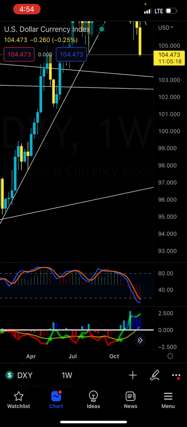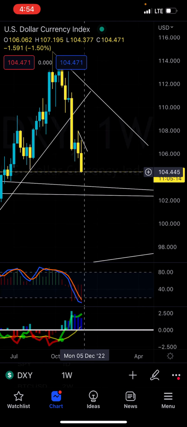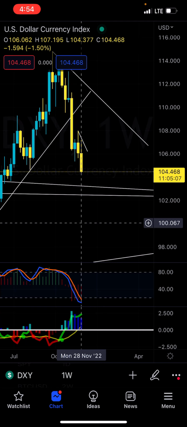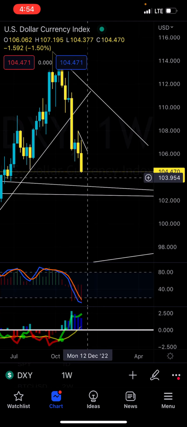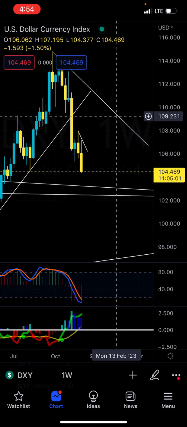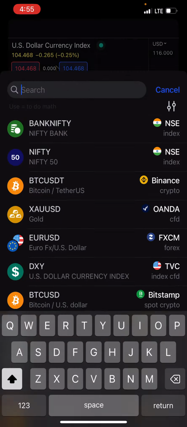It's just about being patient and waiting for the dollar to close that week bullish, which can happen maybe in December, maybe January. I don't know when it's going to happen. It seems like we still have a little bit of time before it closes. But once it closes, you might see this come back, retest this trend, and then push back up to like 109 something. That's what it looks like it can possibly do.